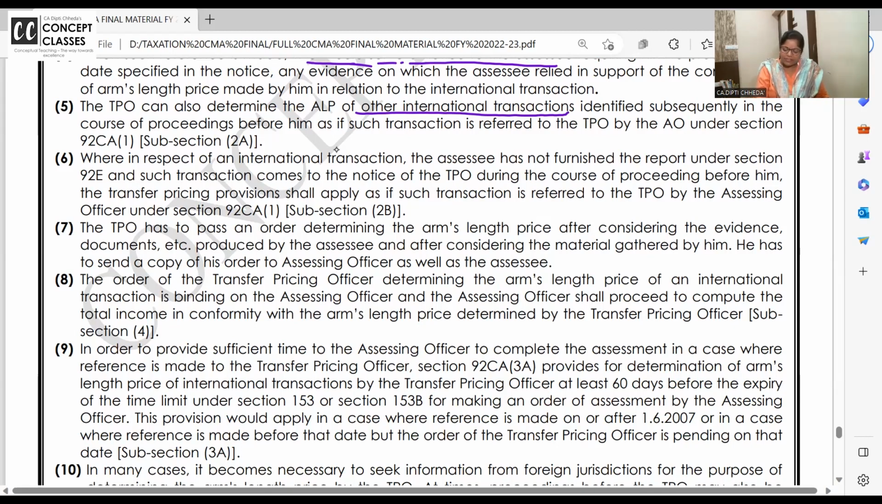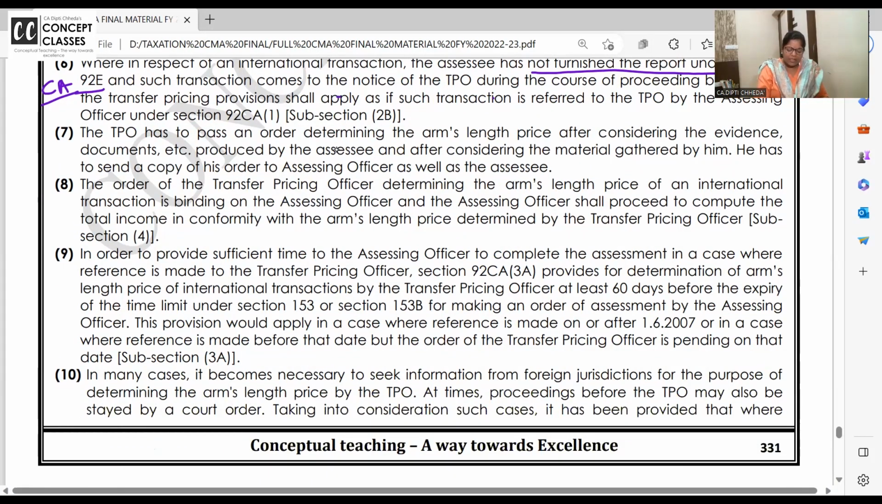Some other transaction for which SSE has to generally submit a report under 92A, meaning the CA has to fill and give form 3CD, 3CB, is not submitted, and such transaction comes to the notice of TPO. Can he refer that also? Yes. TPO has to pass an order determining the arm's length price after considering all evidence.